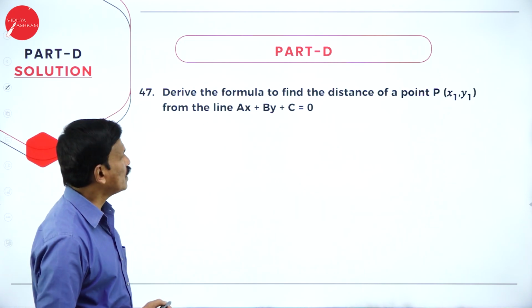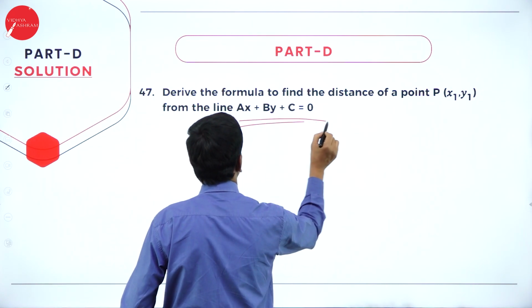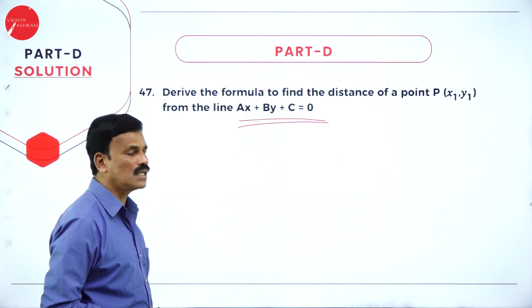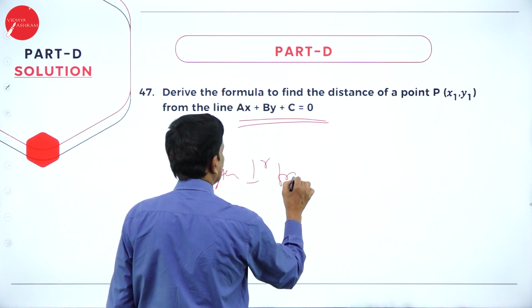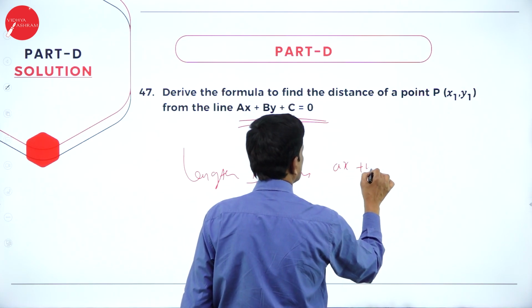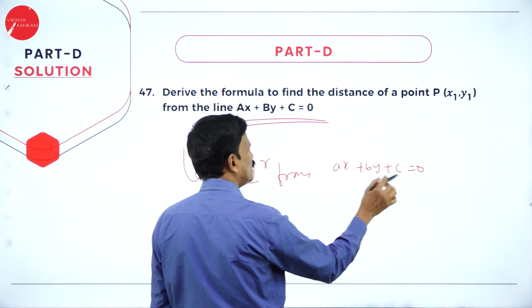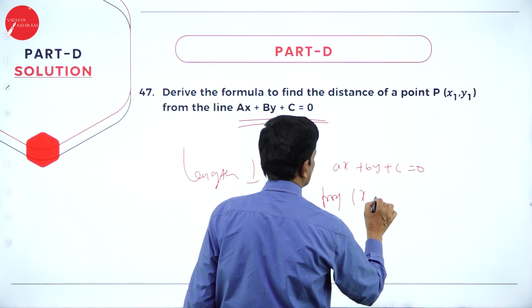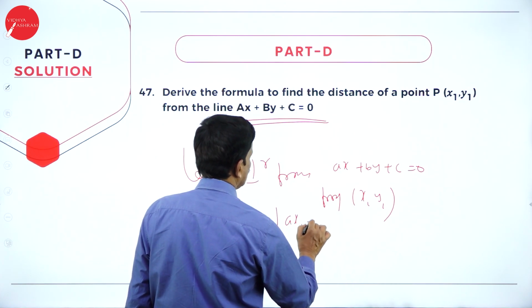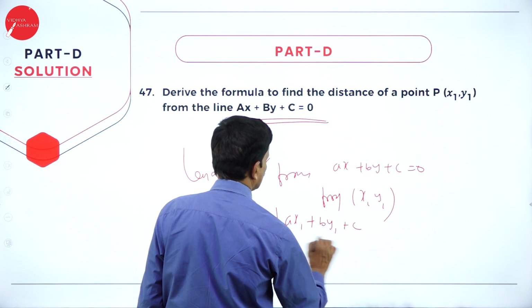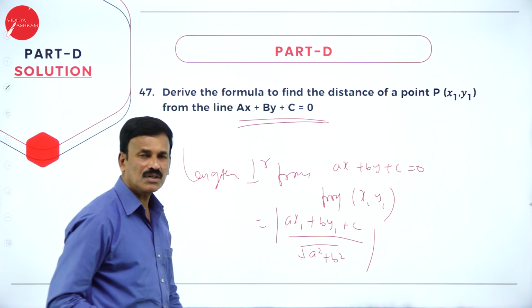Derive the formula to find the distance of a point P(x1, y1) from the line ax plus by plus c equal to 0. This is nothing but the length of the perpendicular. The length of the perpendicular from (x1, y1) to the line is the absolute value of ax1 plus by1 plus c divided by the root of a square plus b square. That's all. This is what we are going to derive.